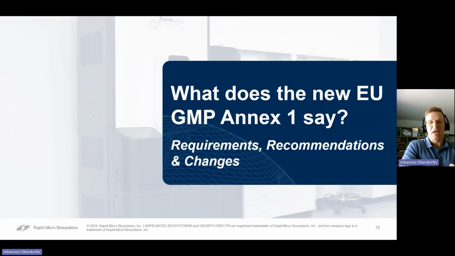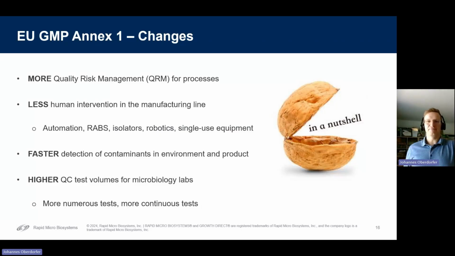This baseline would give us what was given to us. So now it's about the new, not so new anymore, since two years now in place, the GMP Annex 1. So what does it say? In a nutshell, there are more quality risk management processes. So we should do this in a proper way.